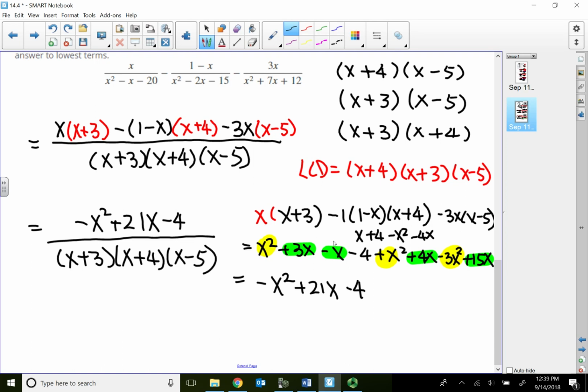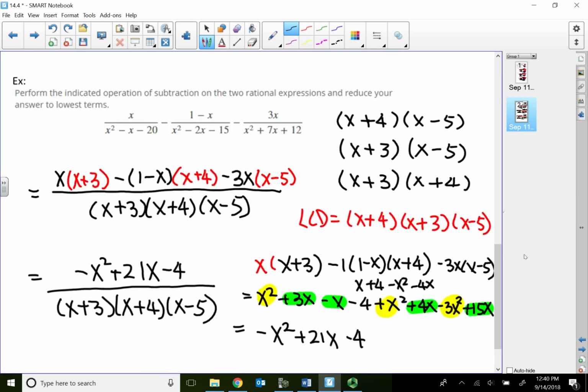Alrighty, so make sure we're not making any mistakes. X times negative x squared, negative 4x, changing signs. That's negative, negative, positive, positive. That's negative and that's positive. Yep. So 1 plus 1 is 2. 2 minus 3 is negative 1. 3x minus x is 2x. 2 plus 4 is 6. 6 plus 15 is 21. And then negative 4. Okay?